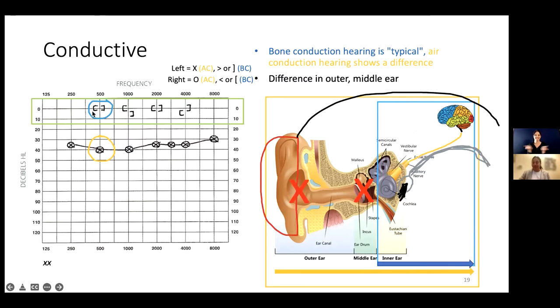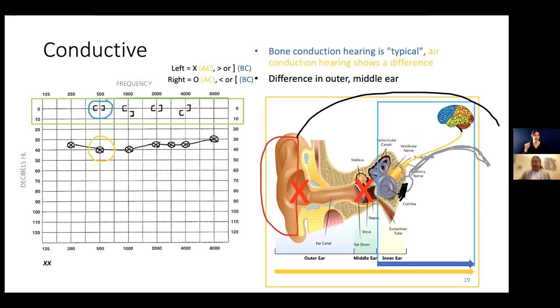Now, when brackets are used, like in this case, it means that the tone was presented to your child with background noise. And background noise is used when there is a difference in hearing between ears or when there is a difference in hearing via bone conduction and air conduction. All right, so now that we know that bone conduction symbols can be either brackets or arrows, let's take a look at what's going on here.